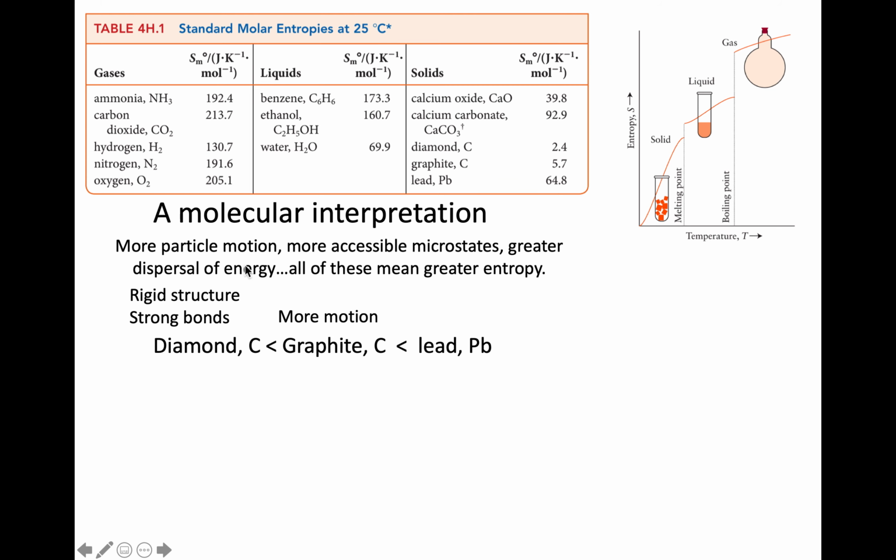Now with diamond versus graphite, in order to reach 25 degrees C, they responded differently. I ended up having more particle motion in the graphite. That comes back to how the structure of diamond and the structure of graphite are different. That's how I would be explaining the difference there.